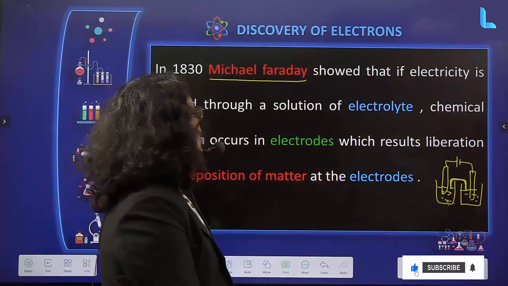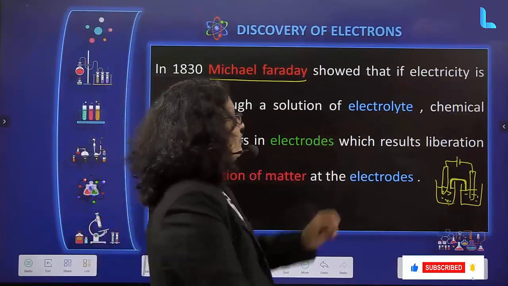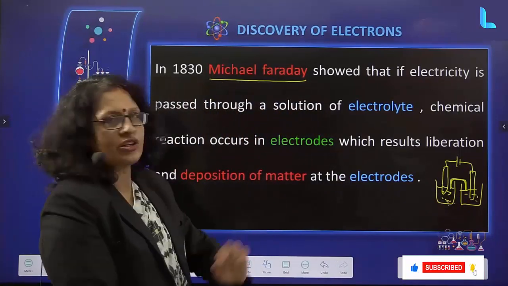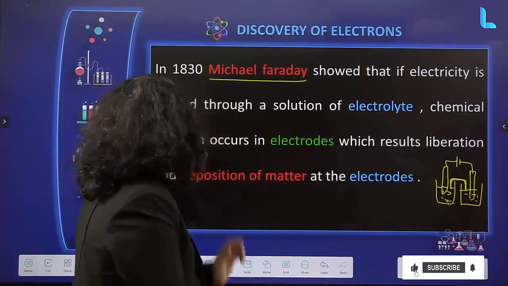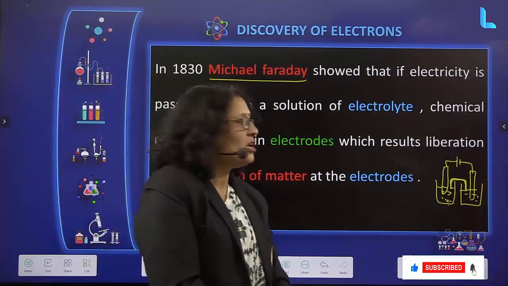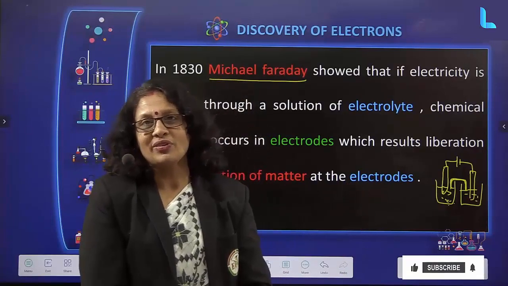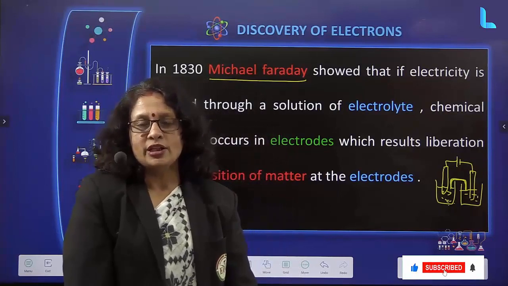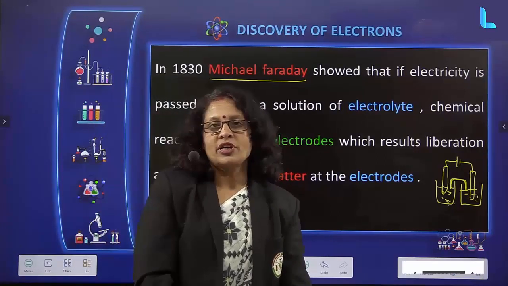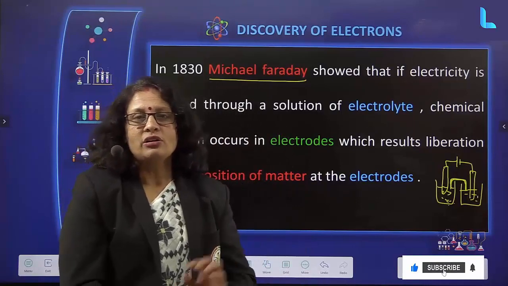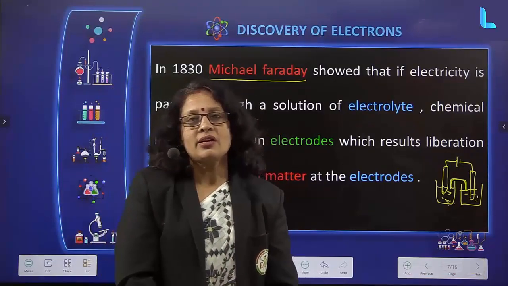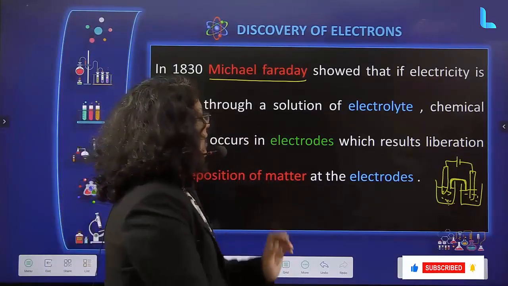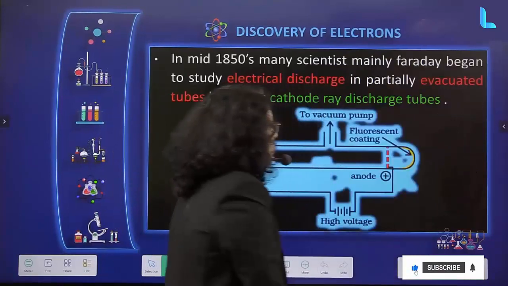So when electricity is passed through it, what will happen? When electric current is passed through these electrolytic solutions, a chemical reaction occurs at the electrode. What happens in the chemical reaction? Deposition or liberation takes place. The anode will have oxidation and the cathode will have reduction. At one electrode the particles get deposited, and at another electrode something is liberated. So that is what is studied when electricity is passed through an electrolyte.